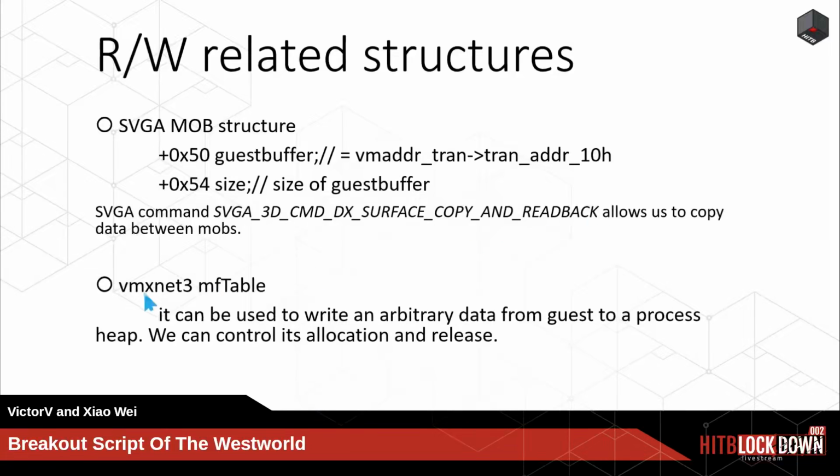In the WMX-3 module, it's a default network device used in ESXi. We can use MF table to write data to a heap. We can control the block's data after the memory is allocated, and we can also control its allocation and release.